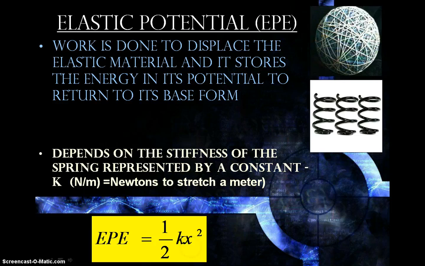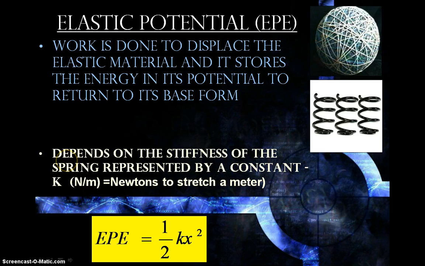Now, x is easy to define. That's the distance that you displace the spring from its original position. So whether you're compressing it by a certain distance or stretching it out by a certain distance, that's what x is. Now, k has to do with the stiffness or the springiness of the spring, and it's called the spring constant. The spring constant k is in newtons per meter. It's what force it takes to stretch the spring by 1 meter. That's just a property of the spring. It's a constant for that specific spring.